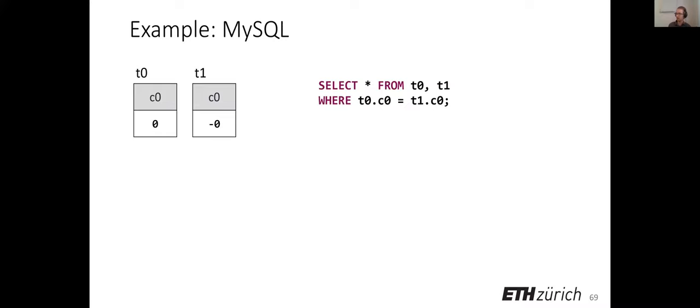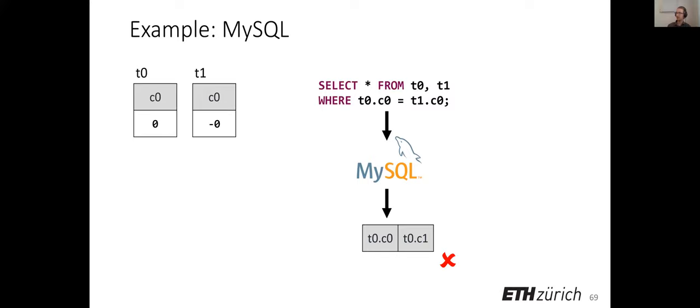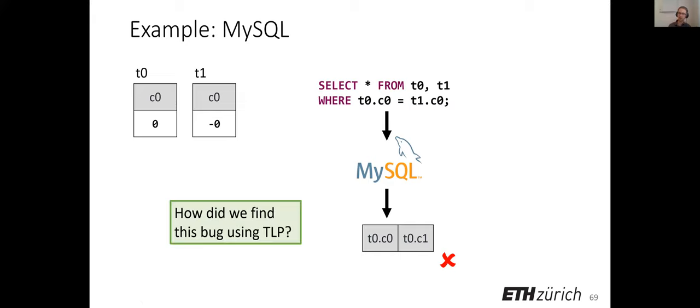We use this to realize our approach, and I want to first demonstrate it on a concrete example of a bug that we found in MySQL. You can see here that we already prepared two tables, T0 and T1, with a 0 value and a minus 0 value. And you can see this query that is supposed to fetch the cross product of records where these both evaluate to the same value. Since 0 equals minus 0 should evaluate to true, the row was expected to be fetched, which was not the case, and which we reported to the developers of MySQL. But the question, of course, is how did we find this bug? Because this is actually already the reduced version that we reported.